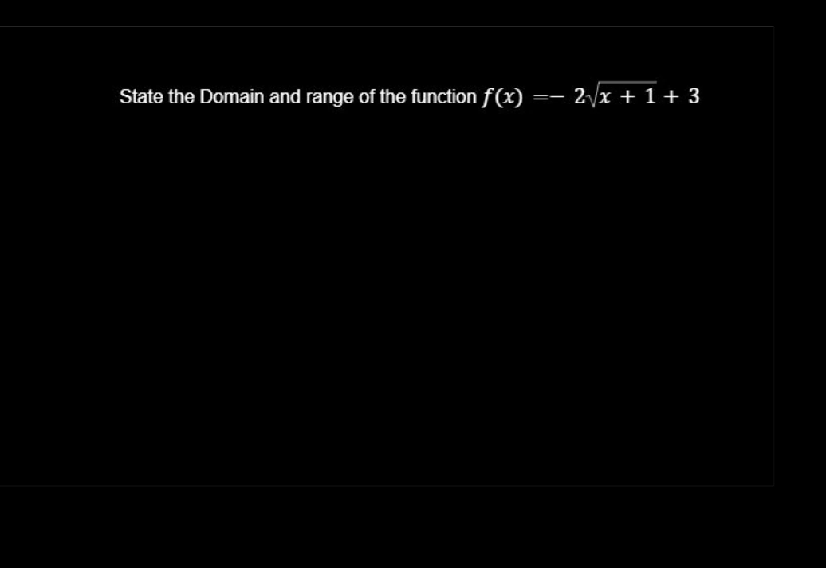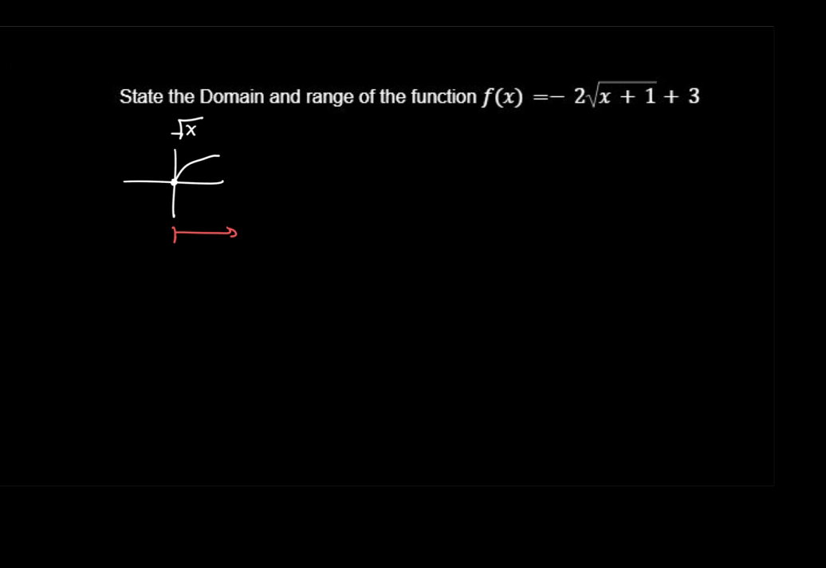Okay, in this example, we are asked to state the domain and range of the function f of x equals -2 square roots of x plus 1, and then plus 3 on the outside. There's a couple of different approaches we can take, but since our goal is to explore transformations, we're going to be doing it with transformations. If we know the original parent function is the square root of x, its graph looks something like that. I can tell its original domain starts at 0 and goes to the right all the way to positive infinity.